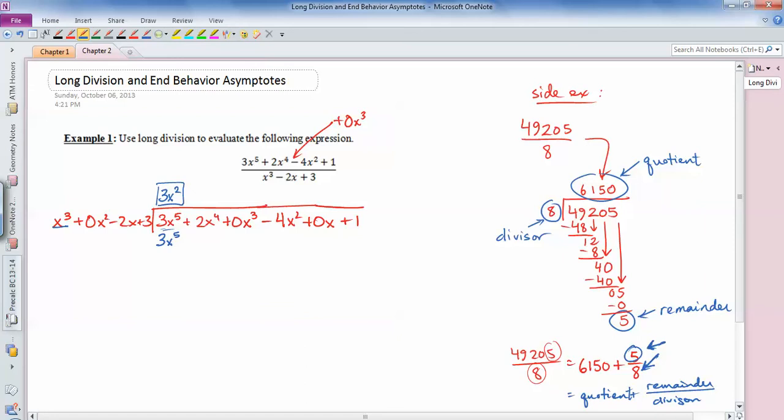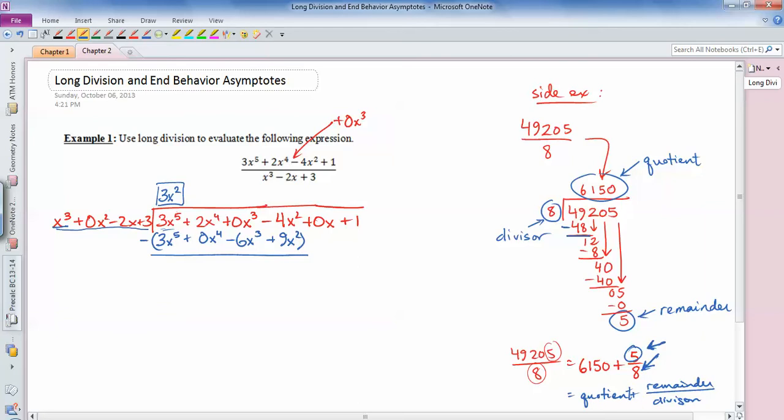And then just like over here where I was doing 6 times 8 is 48, I'm doing 3x squared times the entire thing here. So 3x squared times x cubed is that, plus 3x squared times 0x squared is 0x to the 4th, and then minus 6x cubed, and then plus 9x squared. And then just like I subtracted the 48 over here, I'm going to subtract this entire line from the line above it.